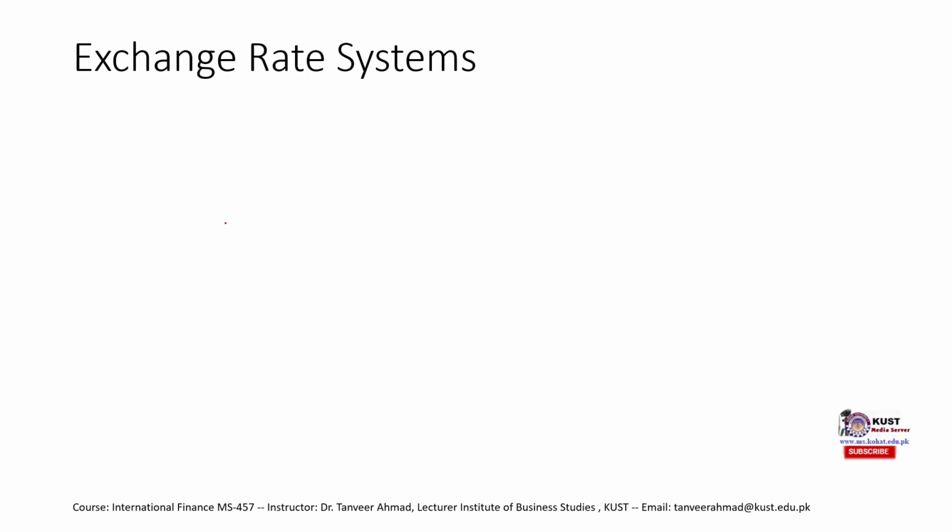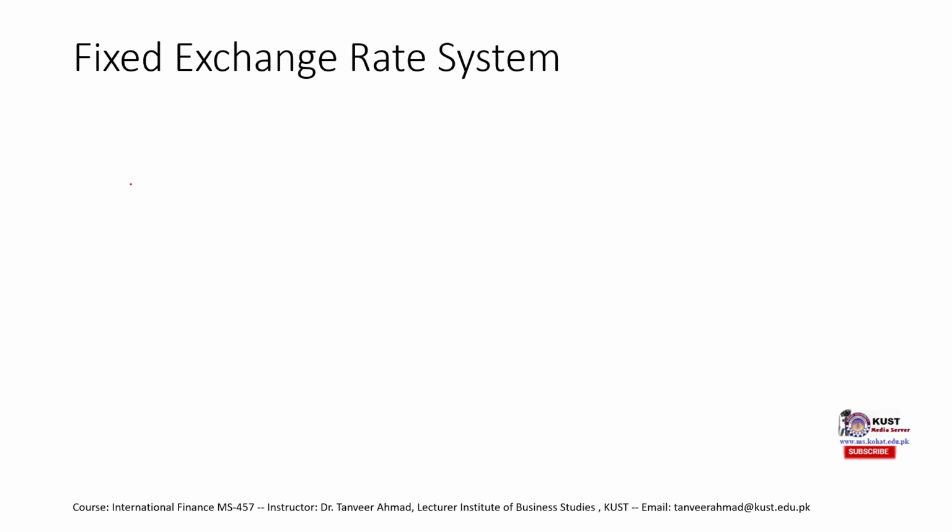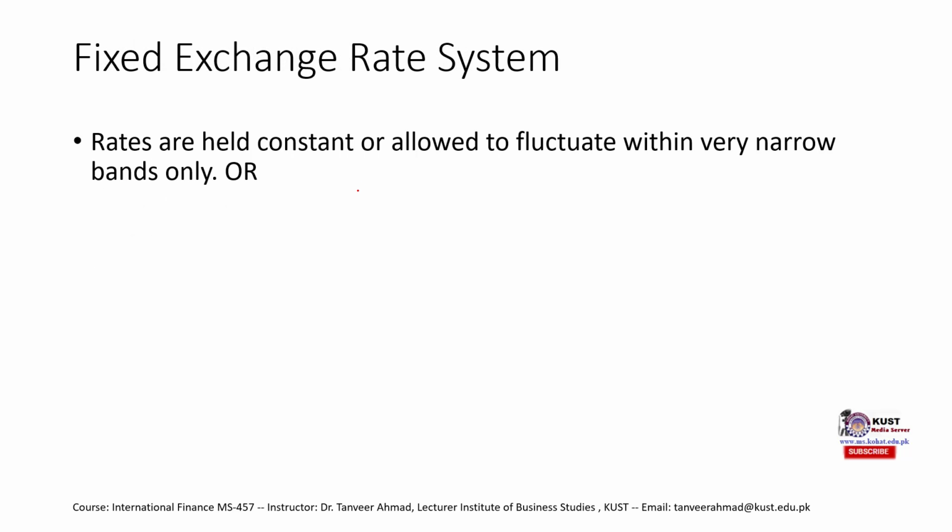Okay, so starting with the exchange rate systems, we have four main types of exchange rate systems. We have fixed exchange rate, we have floating exchange rate, or what we call free floating. Then we have managed float, and then we have a pegged currency, right?